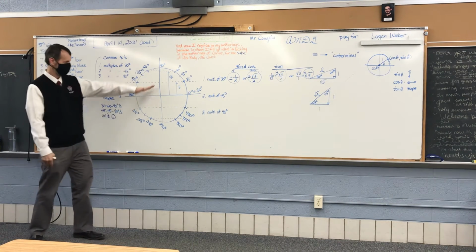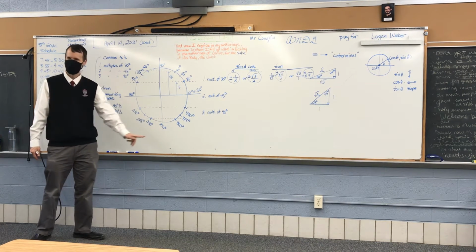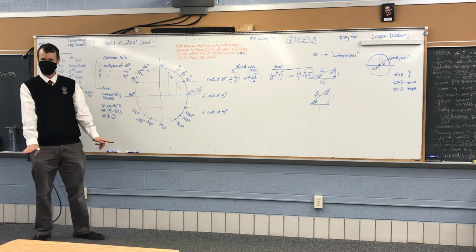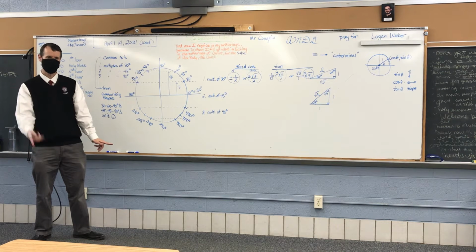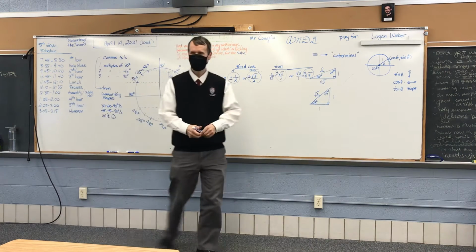Make sense? If you went all the way down to the bottom of the circle, like 270, how far down is that? All the way down. How far is that? What number? In a unit circle, negative 1. There's a height of negative 1 way down there.